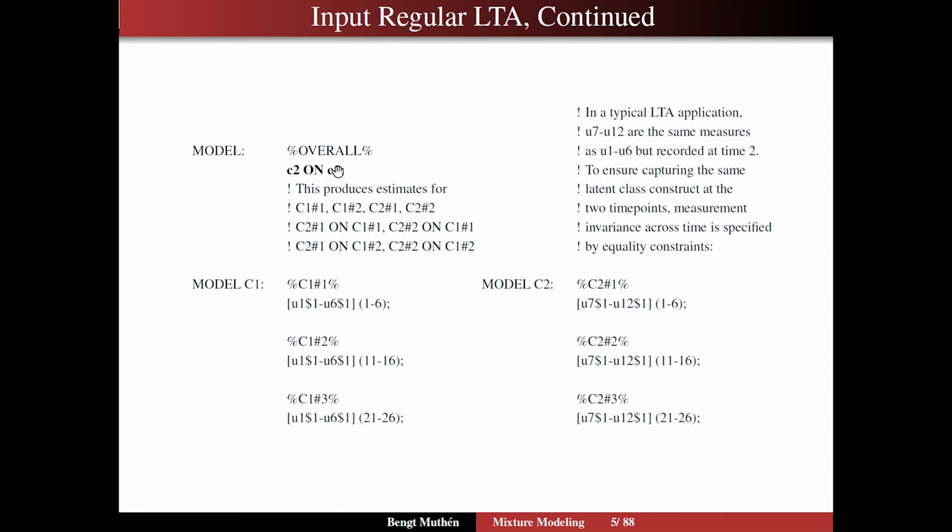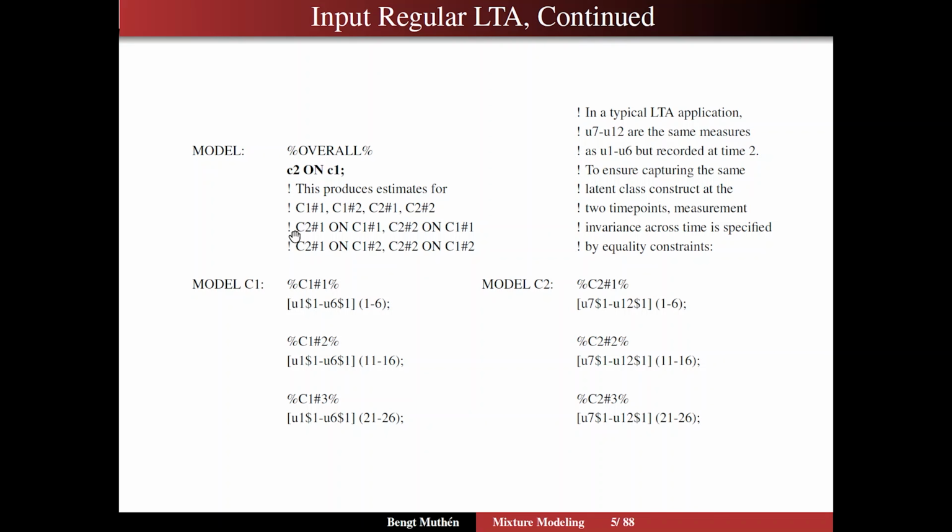And the modeling part has 3 pieces to it. One is the overall, the other is model C1, and the third one is model C2. So in the overall part here, then we say C2 regressed on C1. And that statement also produces several things.